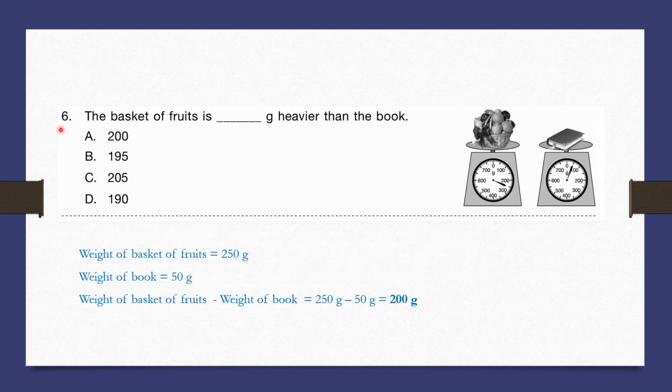Question number 6. The basket of fruit is dash gram heavier than the book. So how much heavier is the basket of fruit than the book? So the weight of the basket of fruit is 250 gram and the weight of the book is 50 gram. So 250 gram minus 50 gram equals 200 gram. So the basket of fruit is 200 gram heavier than the book. So our answer is option A.